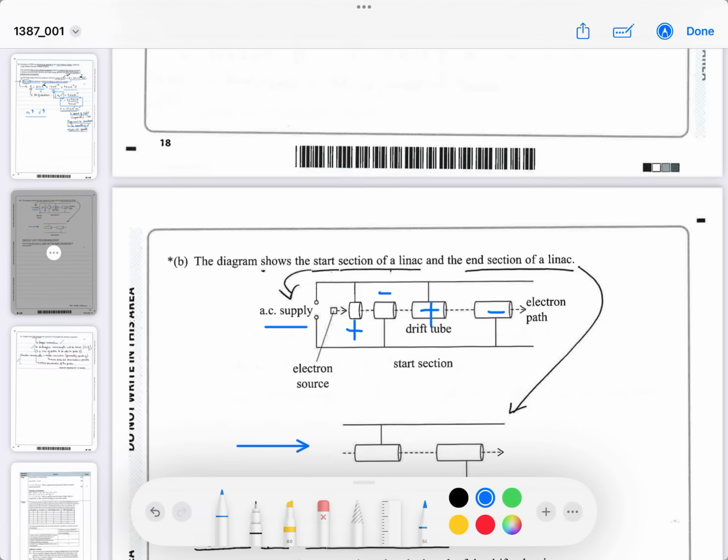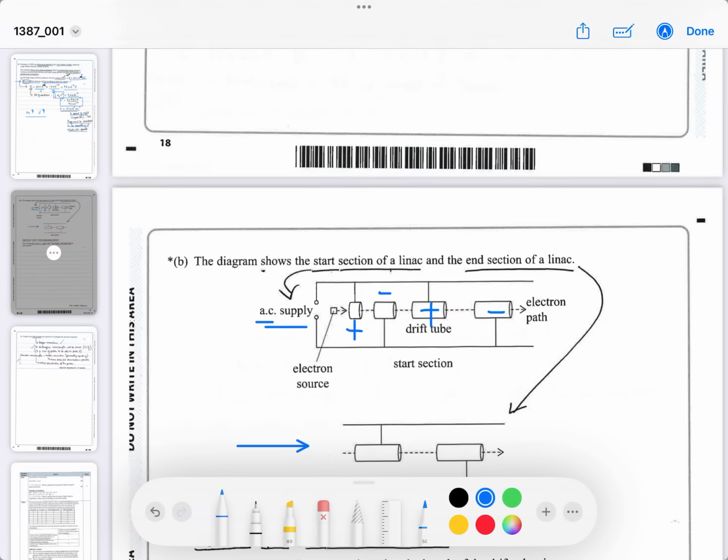And this keeps flipping because it's an AC supply. An AC supply means that it's alternating voltages. And it has a fixed frequency. The AC supply will flip at a fixed amount of time, the period. So obviously the time between the voltage changing from positive to negative is constant.